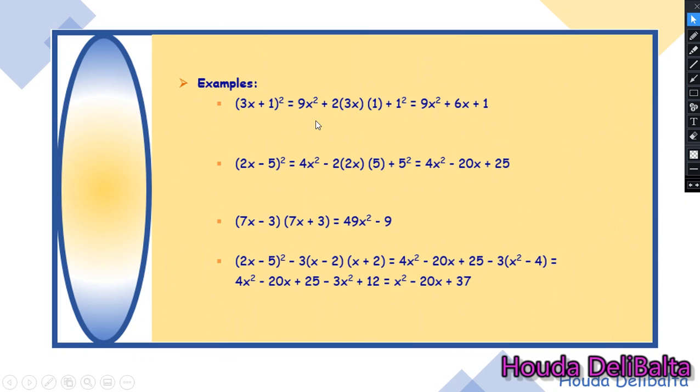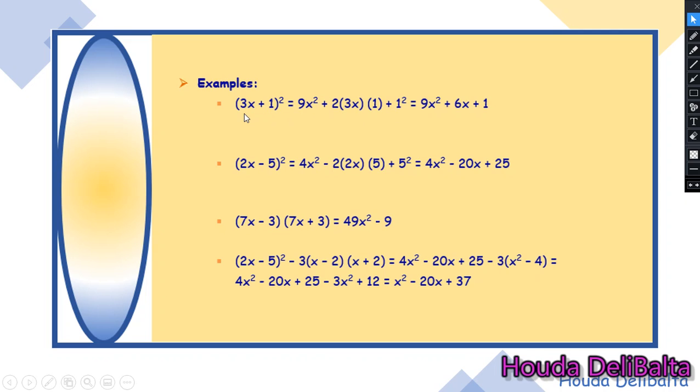Here is the first example. I'm going to apply the first one, (3x plus 1) squared. As I told you, we have to square the first one, 3x squared. We have to put the same sign in the middle, plus, so we put plus. We multiply by 2, then the first one, then the second one, and finally plus squaring of the second term.